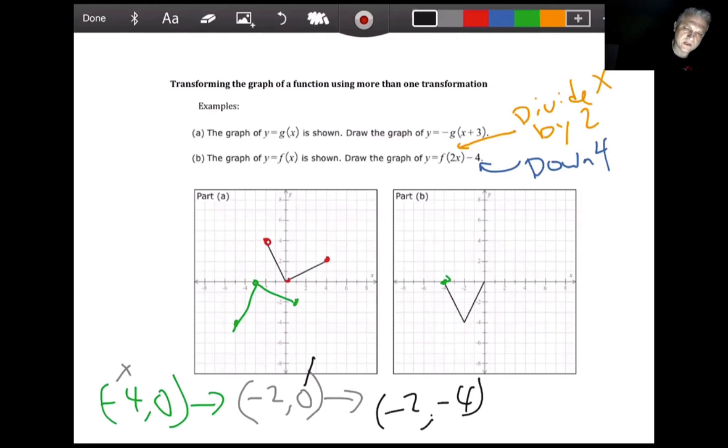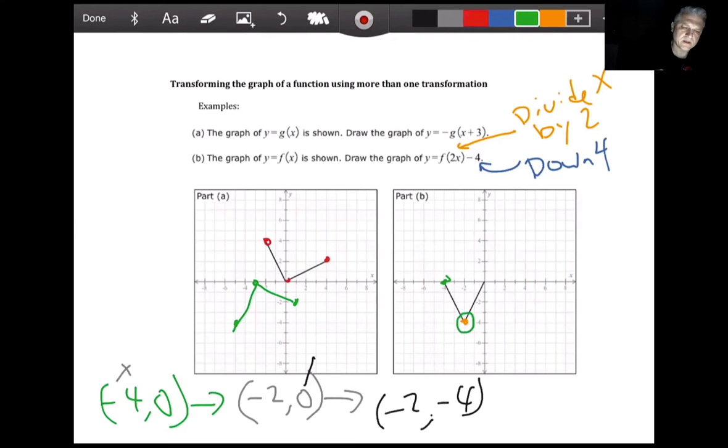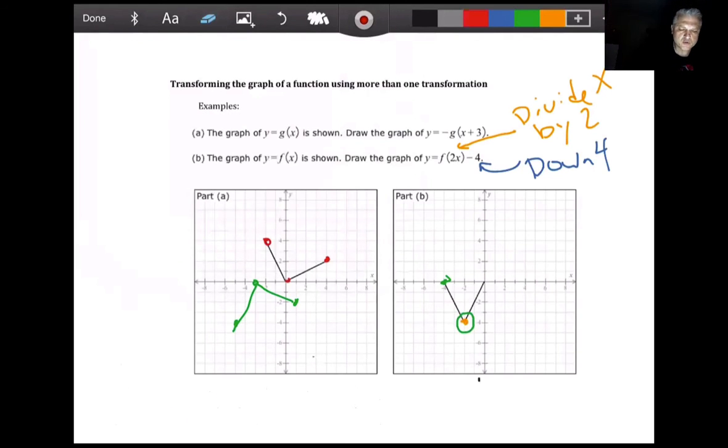All right, so -2, -4. Well, looky. It is pure coincidence, but I'll use orange just to show up a little bit better. That point right there is where the green point went. So the green point went to the orange point. The fact that that happened to be part of the original graph doesn't matter. Now I'm going to take that -2, -4, and put a circle around it, just to show that it was part of the original V. And let's do our transformations to that one.